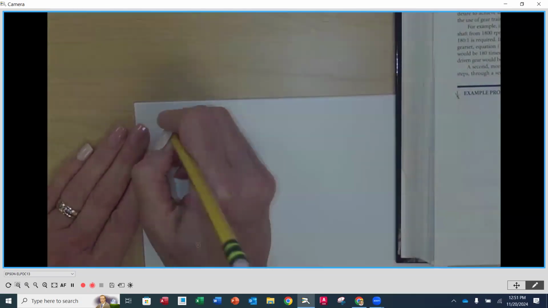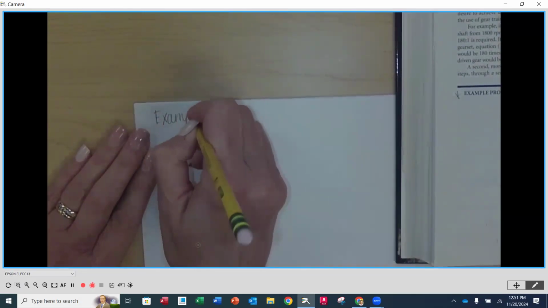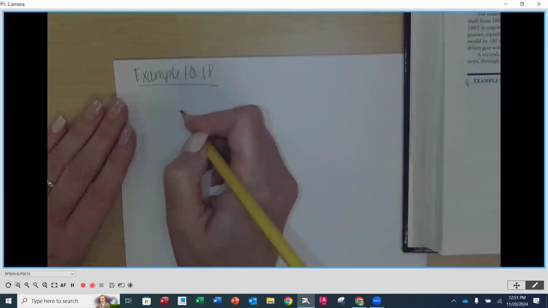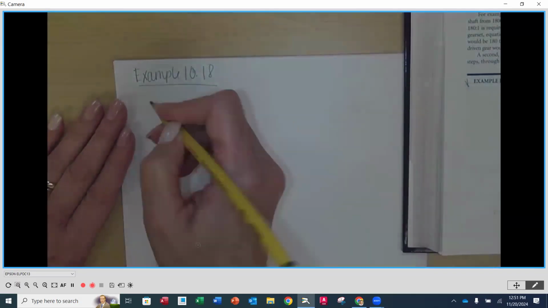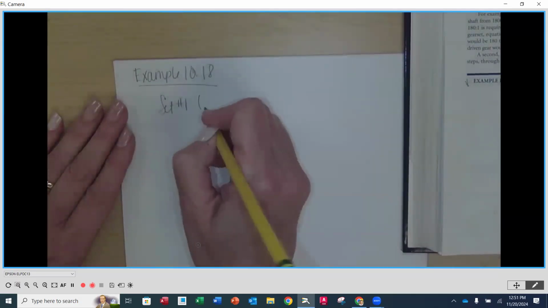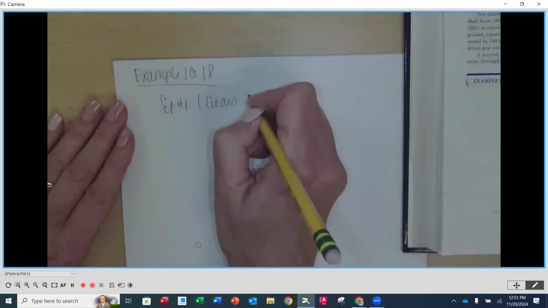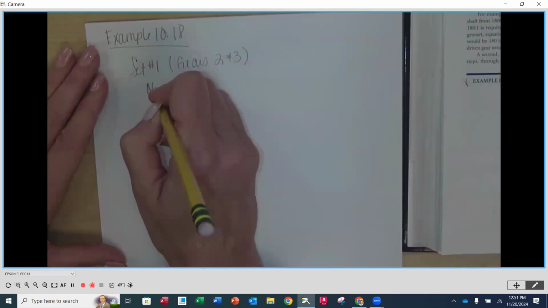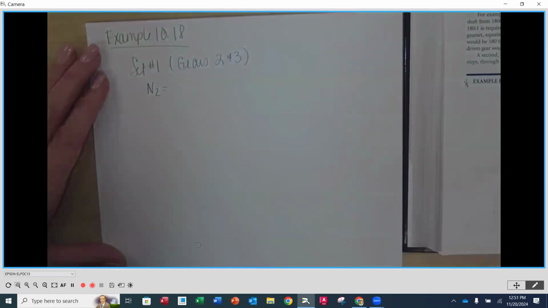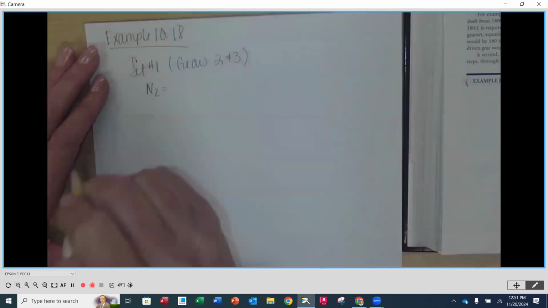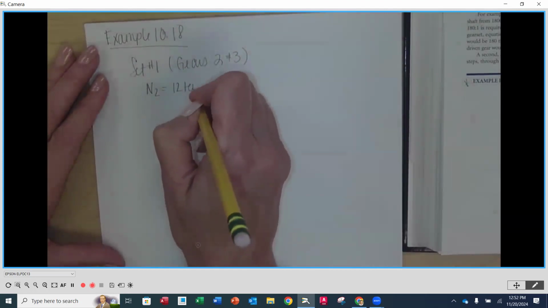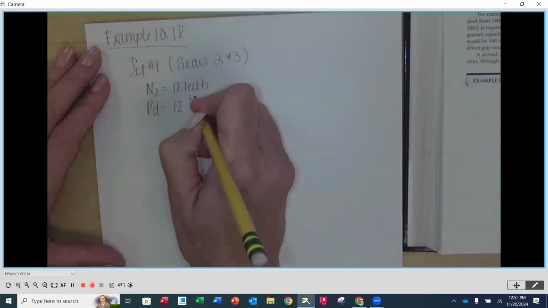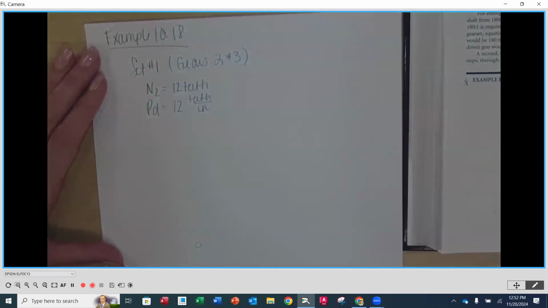So let's start out here with example 1018, okay? And we're going to start with set number 1, which is going to be gears 2 and 3. Just using the information that we are given at the top of page 289, we know that the number of teeth in gear number 2 is going to be 12. And we also know that the diametral pitch is 12. Make sure that you put teeth per inch as the units for diametral pitch.